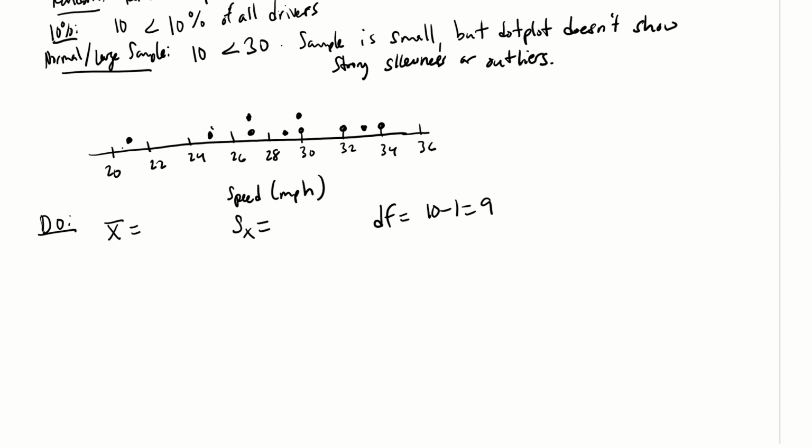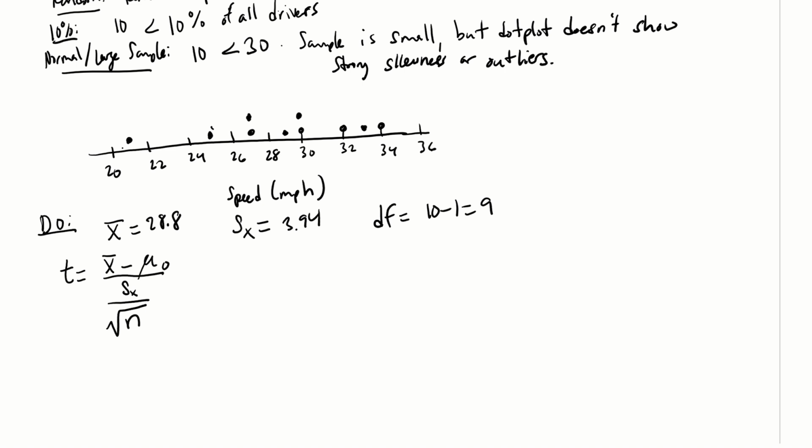All right, so we got 28.8 miles per hour. We got 3.94 miles per hour. All right, and then we're going to calculate our t. So t is equal to x bar minus mu 0, where mu 0 is the null hypothesis value, divided by sx over the square root of n.